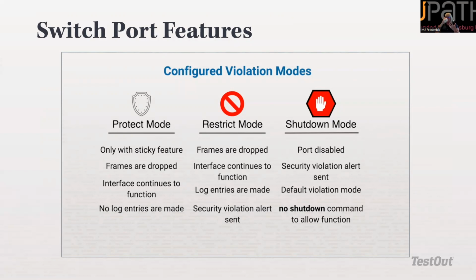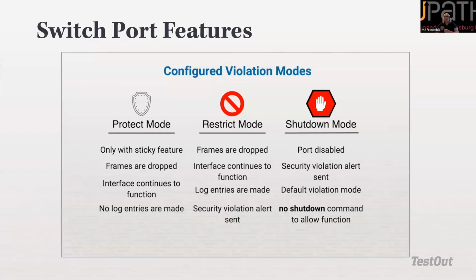The interface continues to function, log entries are made, and the security violation alert gets sent. In protect mode, it's just doing what it's supposed to, protecting, so we're closing everything down. Restrict mode is now we're going to restrict things. We still want to see information and go from there. And then shutdown mode is where from that port, it's completely disabled. The security violation alert is sent. The default violation mode goes into effect, and the no shutdown command to allow the function comes on.